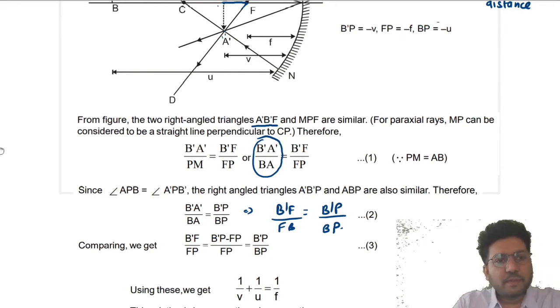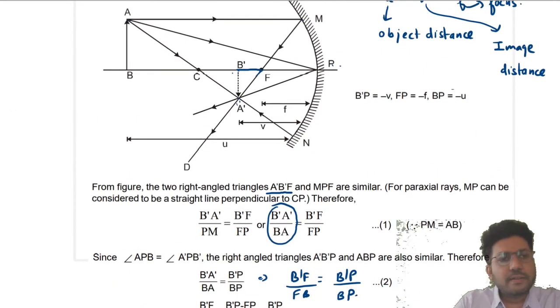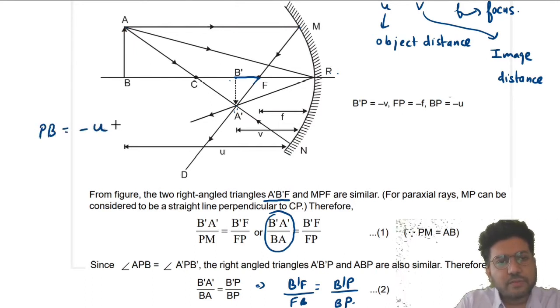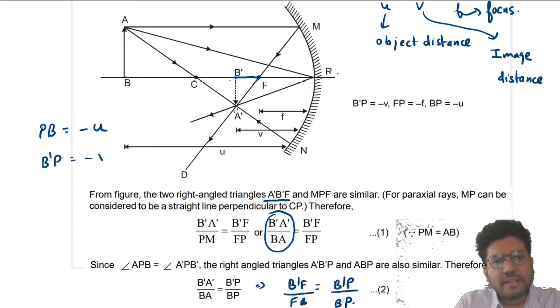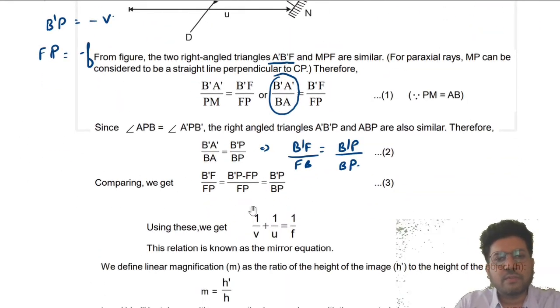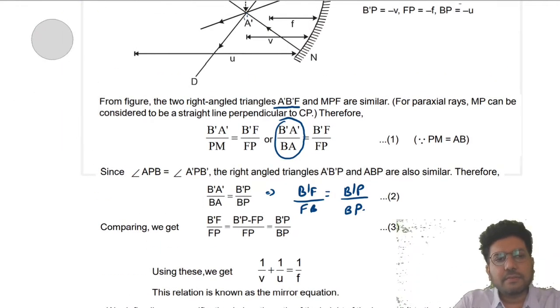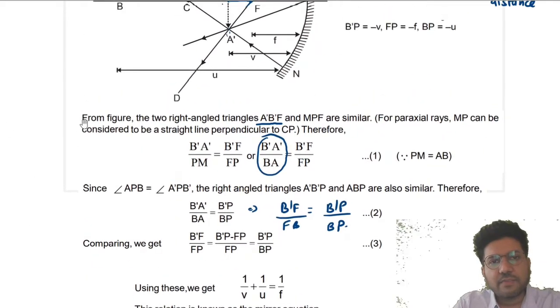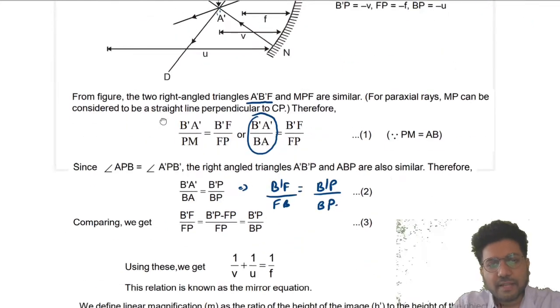Now from here, this is the object, so BP is equal to minus u, B dash P is equal to minus v, and FP is equal to minus f. When you put all these in, you will get the relation 1 by v plus 1 by u is equal to 1 by f. Here, B dash P from here is minus v.